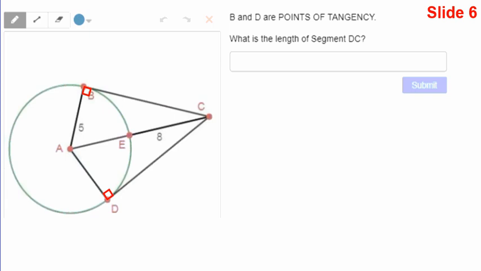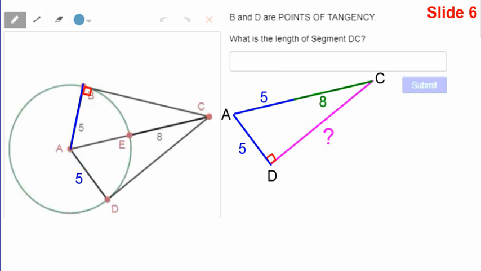Then let's see what else we know about our diagram. We see that AB is 5, and that's a radius for our circle. We have 3 radii represented in the circle, AB, AE, and AD, so all of those measurements are also 5. Then if we think about it, we know that C to E is 8, so these two segments here form a third segment CA, which would have a length of 13. And we want to determine the length of our segment DC, which is here.